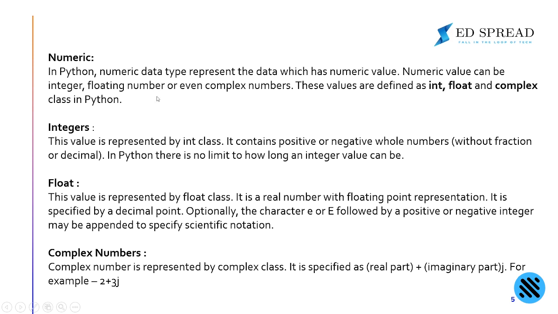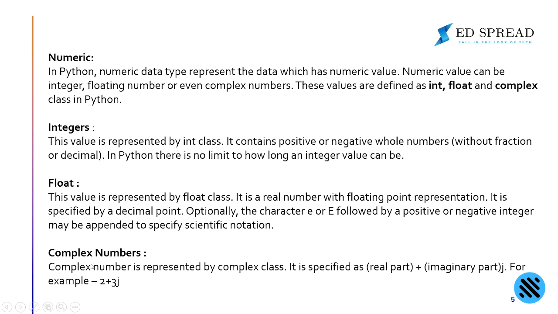Okay, so next one is integers. We have seen what is integer, and it contains positive or negative whole numbers without fraction or decimal. Okay, so next one is float. Float is represented by float class. It is a real number with a floating point representation. Okay, it is specified by a decimal point. Optionally, the character e or E followed by a positive or a negative integer may be appended to specify scientific notation. Okay, so it will have a number and it will also have the decimal part.